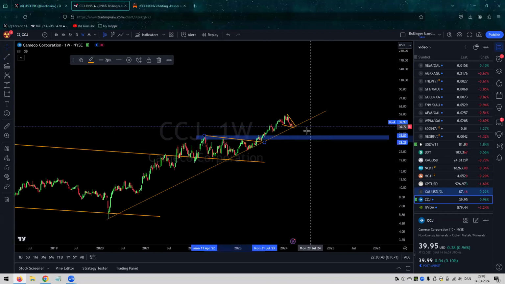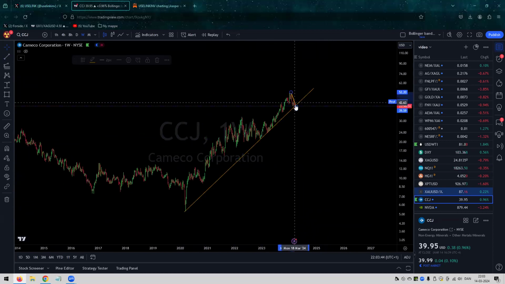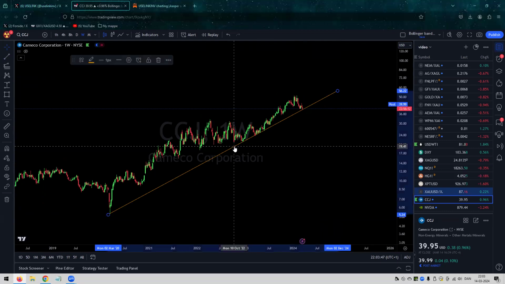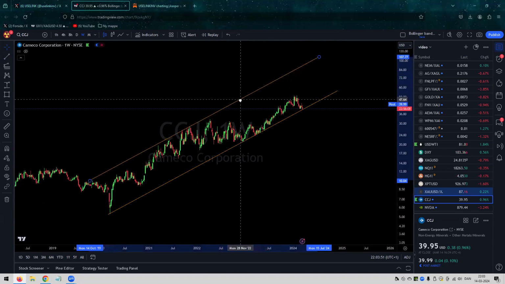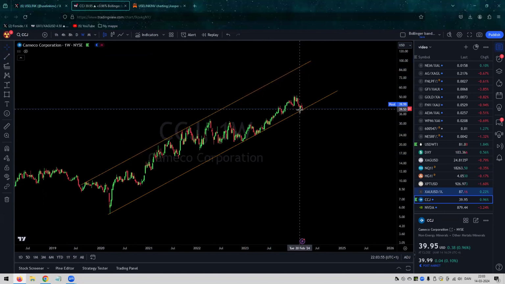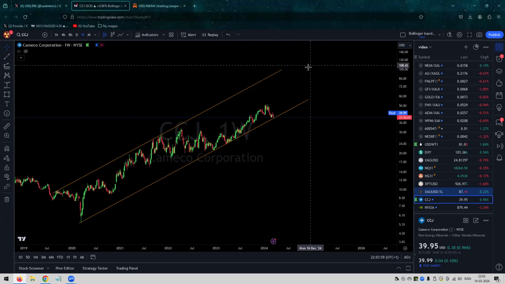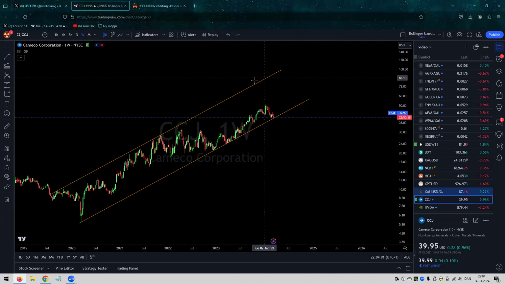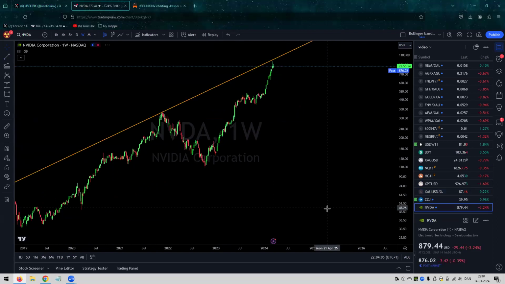So important line here. If we remove all the clutter that I added, a simple line says it all. Very nice. Also, I could talk about this for ages. If you add it on top there, you can see a parallel channel there. So if we hold here, that could potentially be that we go in 2025 and visit that upper trend line. So important moment here for Cameco, very, very important.